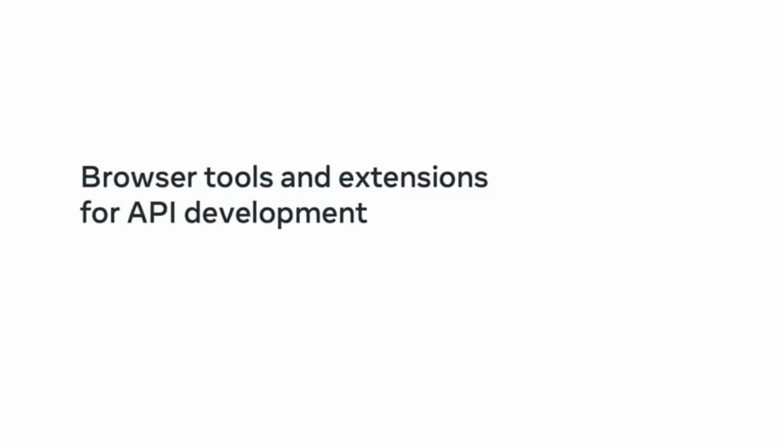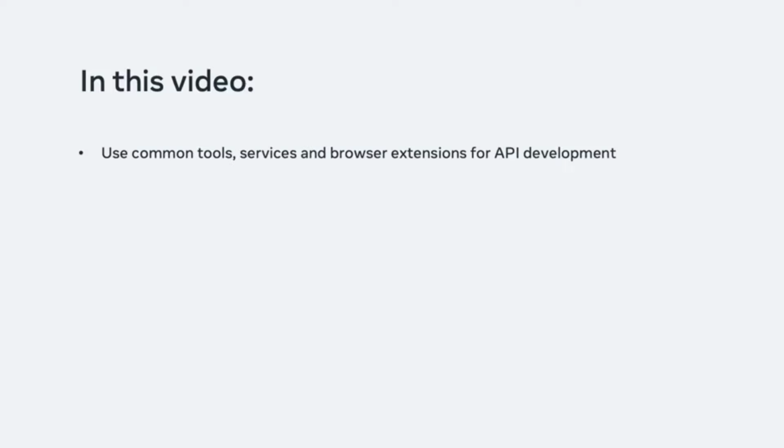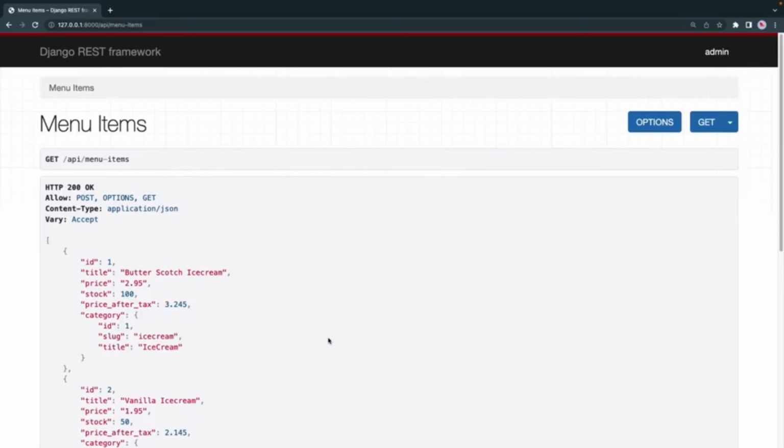Now that you know how to debug your APIs, you're ready to learn how to use some browser tools and extensions to help you develop APIs even faster. Let's talk about some useful tools in your browser's developer console. This is Chrome, but you can find a developer console and similar tools for every browser.